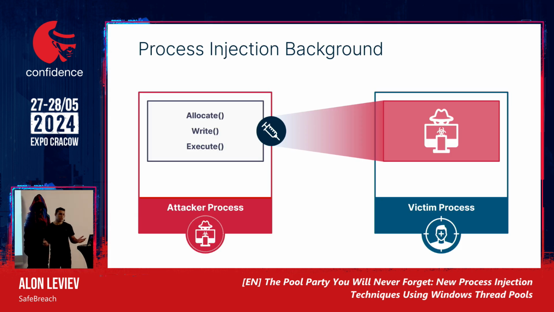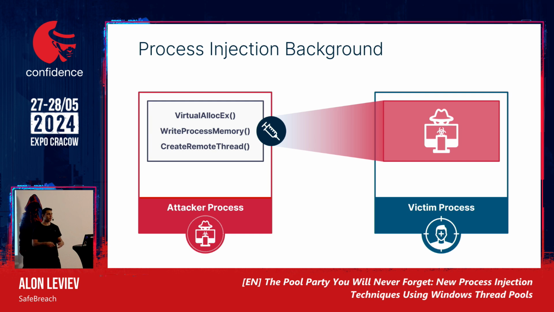So, for those of you who don't know, process injection is an evasion technique used to execute arbitrary code in a target process. It usually consists of a chain of 3 primitives. The first one would be the allocation primitive, used to allocate memory on the target process. The second one would be a writing primitive, used to write shellcode to the allocated memory, and then the third primitive would be an execution primitive, used to execute the malicious code written.